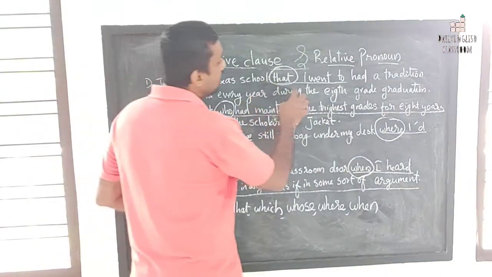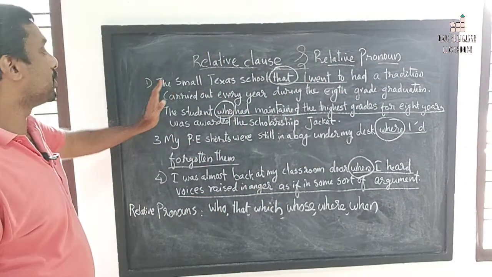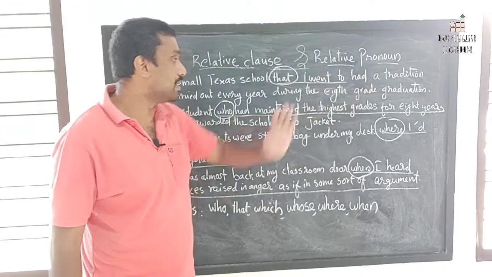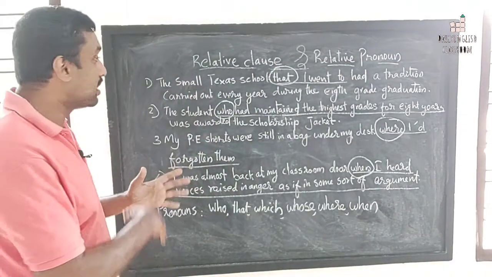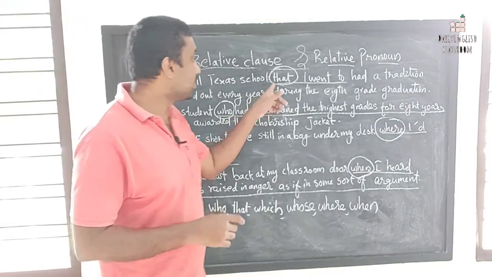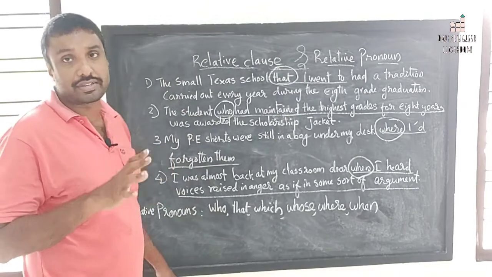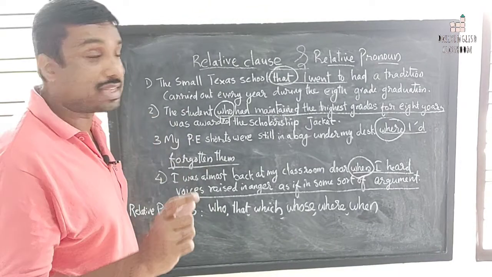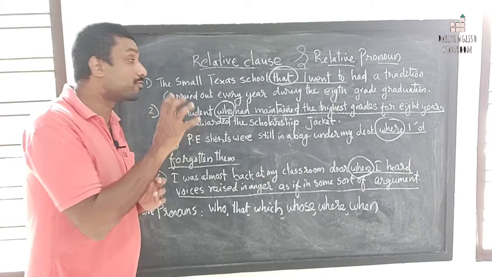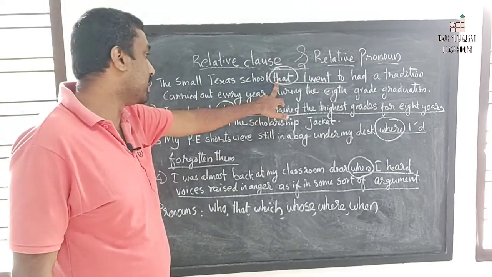So even if you remove this relative clause, the sentence is meaningful, like the small Texas school had a tradition carried out every year during the 8th grade graduation. We are adding an additional information, a clause, into this sentence. This is the clause that I went to. And for every relative clause, we need to use a relative pronoun. A relative pronoun is a word that stands for the subject. So in this sentence, that is the relative pronoun.